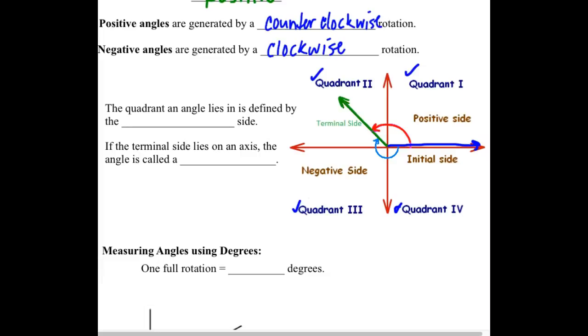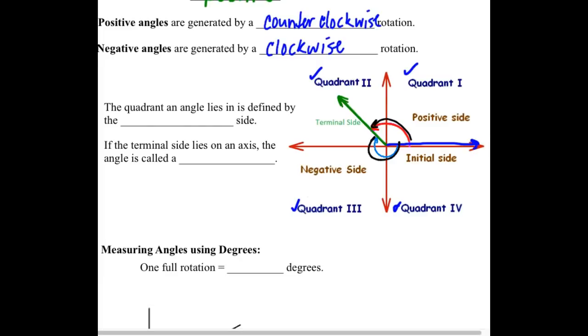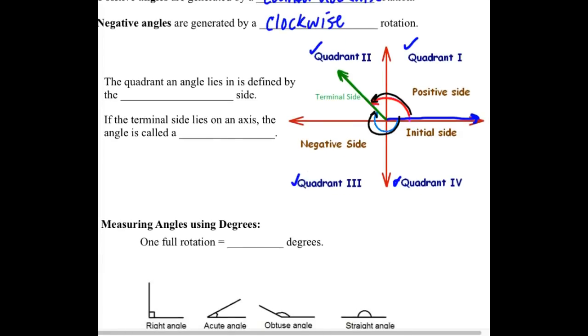Okay? But we can get to that same terminal side going in a negative direction. That's what the little blue curve is. So we can measure this in a positive direction, we can measure it in a negative direction, still get to the same terminal side. The quadrant an angle lies in is defined by the terminal side. All angles are going to have the initial side on the positive x-axis. So it's where that stops opening up. Where that last side, the terminal side, is will tell you what quadrant we would call that angle.